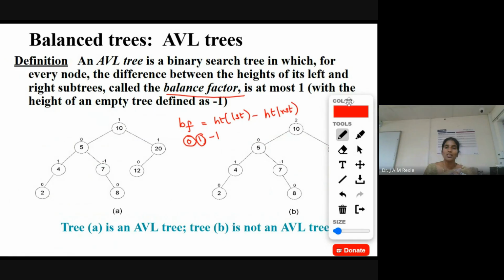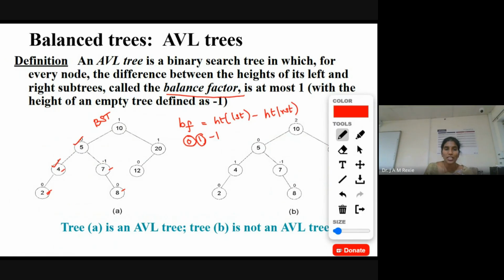The example is shown here. If you take this tree, first of all, it is a binary search tree. If you take 10, 10 is greater than all the values on the left side, and less than all the values on the right side. If you take 5, 5 is greater than 4 and 2, and less than 7 and 8. Similarly, 4 is greater than 2, and its right side is empty.